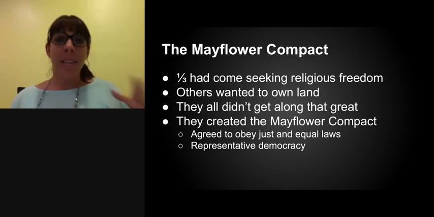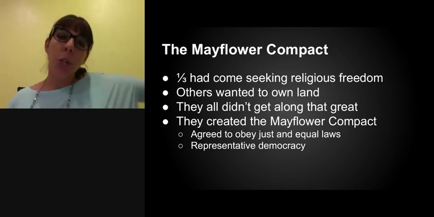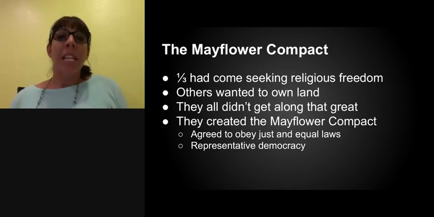So there was some conflict going on. They didn't really get along that great. The landowners were like, why should we listen to you guys, and vice versa. So, as a way to say, can't we all just get along, they created the Mayflower Compact. That's what you saw them signing in that picture.